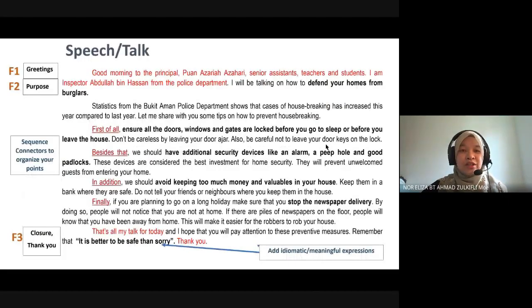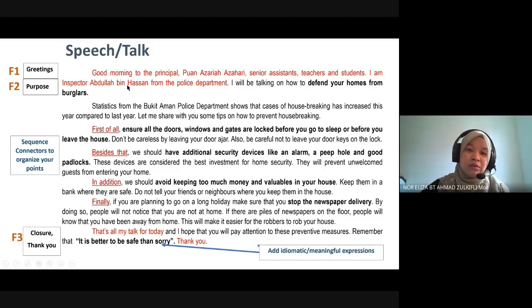This is a speech. A speech would begin with good morning to the principal, and then you give the name. Don't forget the purpose must be in the speech. It must be mentioned. For example, good morning to the principal, and then you greet the other people as well during the assembly. And then look at this.